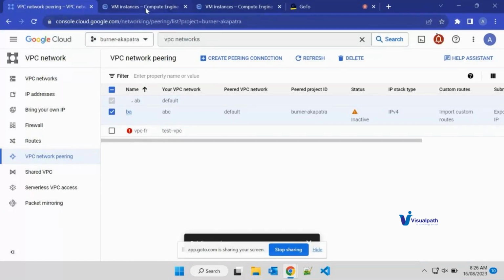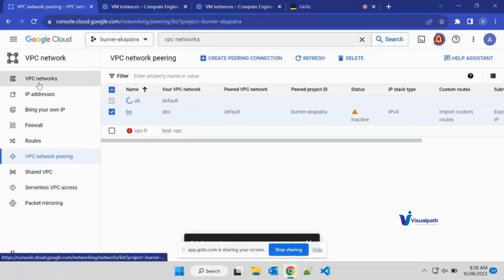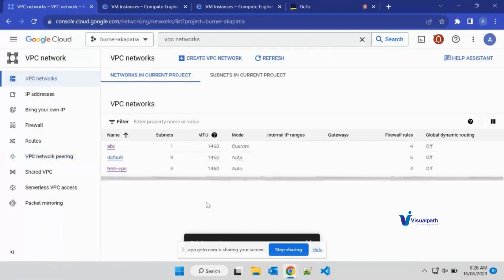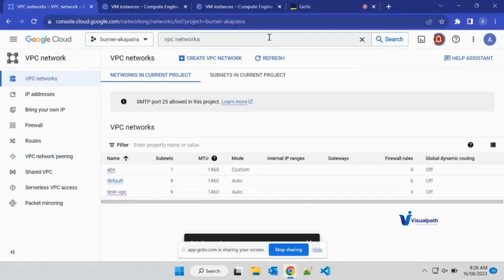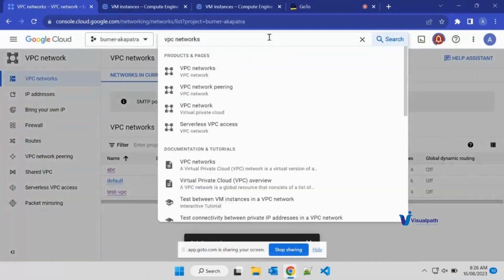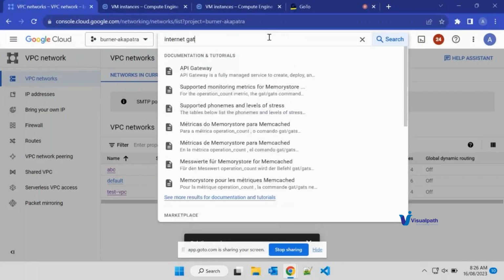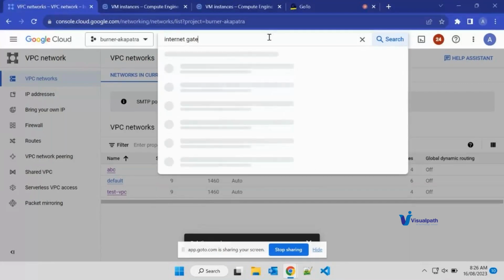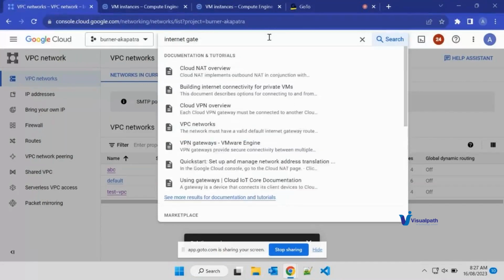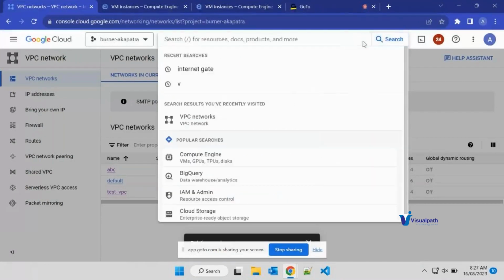Okay, just one thing before this gets deleted, I wanted to show you. Someone was asking about gateways, right? So internet gateway is not a separate component here in GCP. If you search also, you might not get that. There is no such separate component that you see on AWS known as internet gateway.